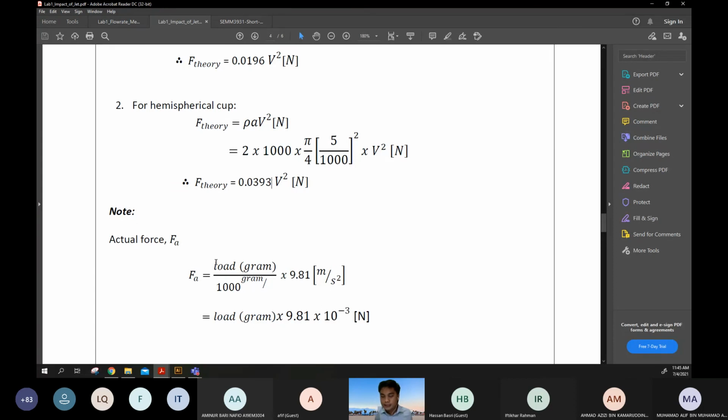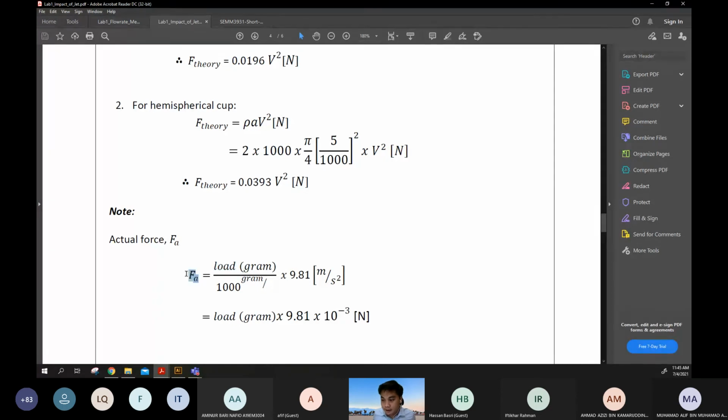Alright, for the actual force, this is quite simple. You're going to measure the load impact, the load change due to the impacts of the water jet. So we give you the value of the load. We have the load in a vertically upward position, and the jet from the bottom will impact the load. Then you can see the change of load. This load we give you in terms of gram. You need to convert the gram into kilogram.